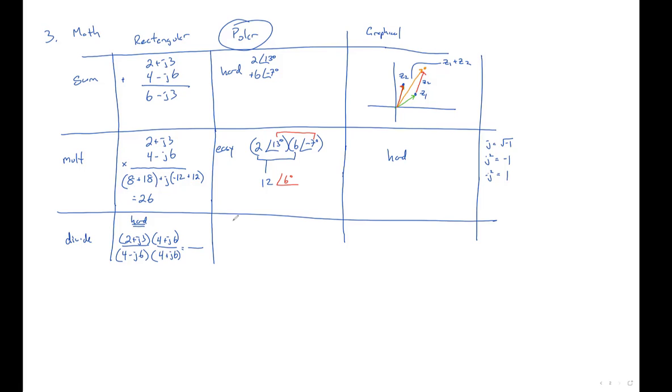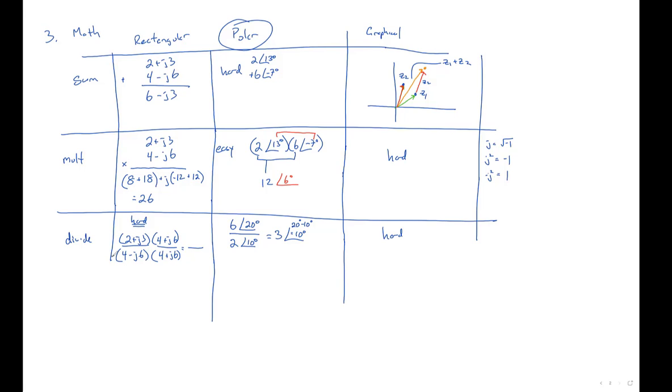Using polar notation, it's really easy. Let's say you want to divide 6 at 20 degrees by 2 at 10 degrees. You just divide the magnitudes, and now you're going to subtract the angle. So 20 minus 10 degrees is just equal to 10 degrees. And graphical, it's hard again.